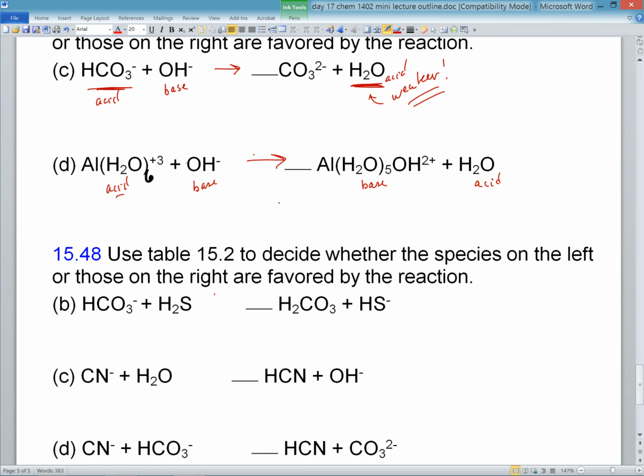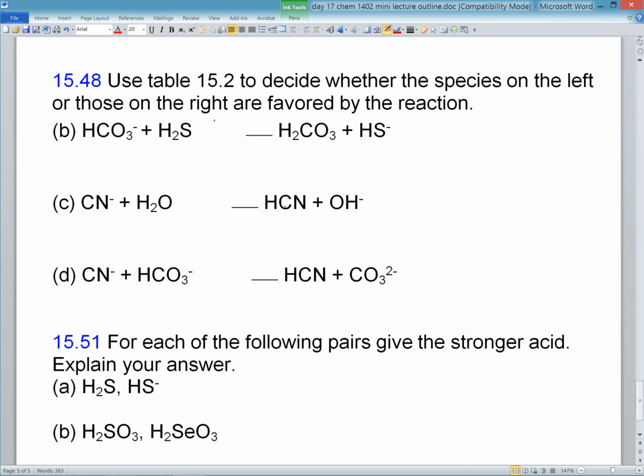So the acids you compared on this one hopefully were these two, right? And which one's weaker? H2S. Which two acids did you compare on C? H2O and HCN are acting like the acids. Which one's weaker? Yeah, H2O. Got it.